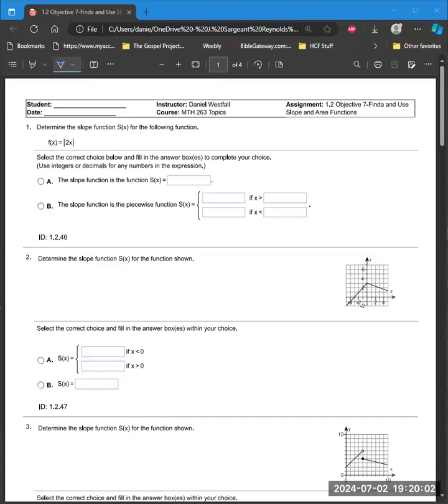In this video, we're going to talk about 1.2 Objective 7, where we find and use slope and area functions. Let's go ahead and get started here.